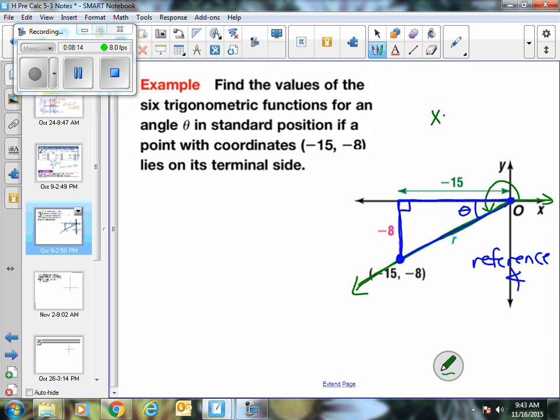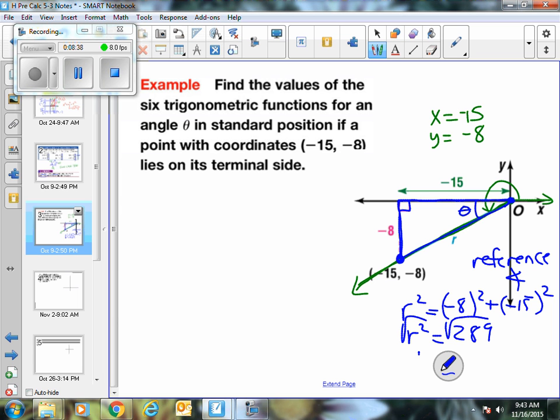So our x value is -15. Our y value is -8, so we know those two legs of the triangle that make up the base and the height. The part that we're missing is the r, so go ahead and solve for r. So r squared would be -8 squared plus -15 squared. And I think this one works out really well, but pause the video for a second, figure out that number. Take the square root, and what'd you come up with?